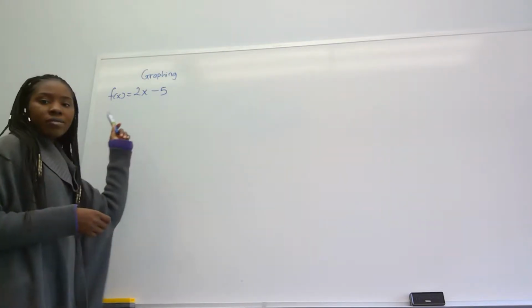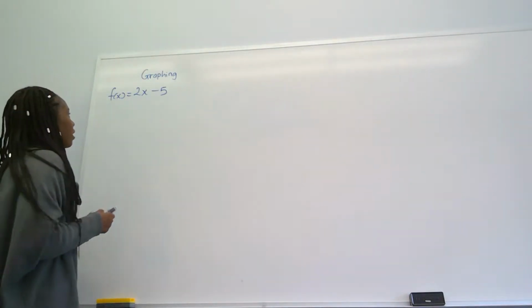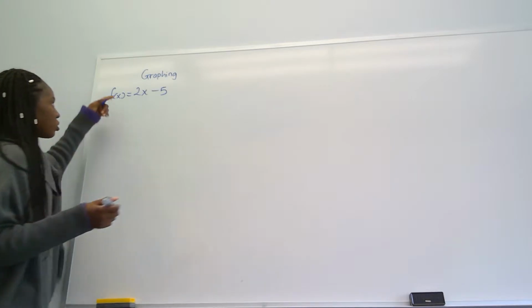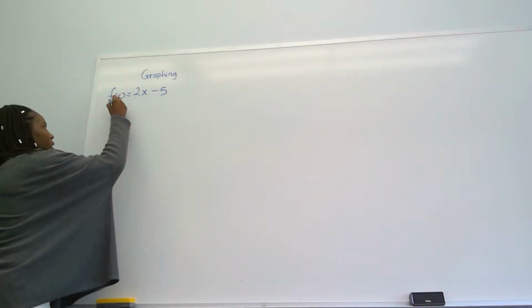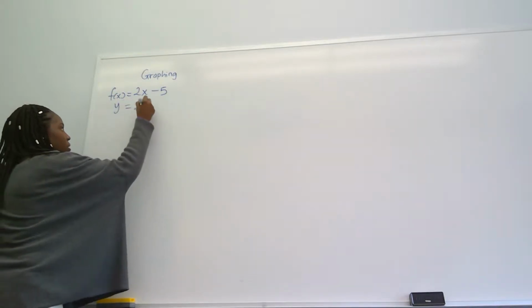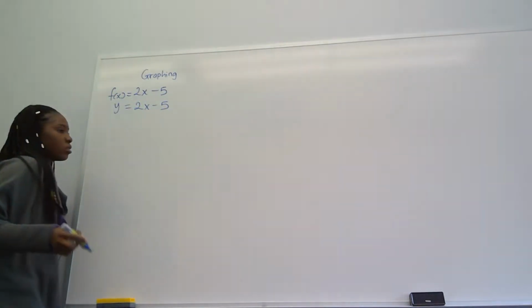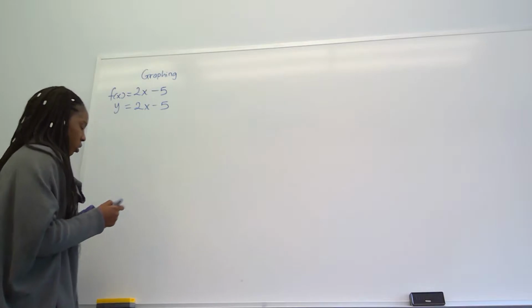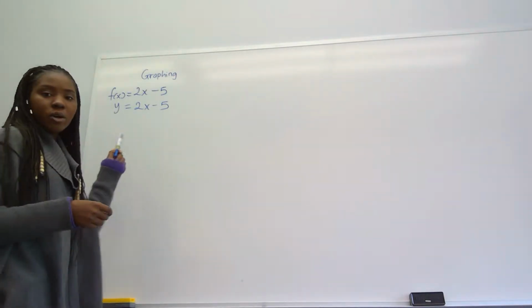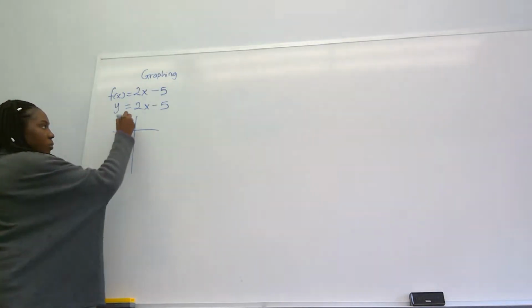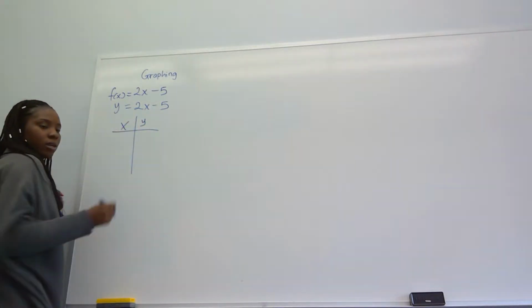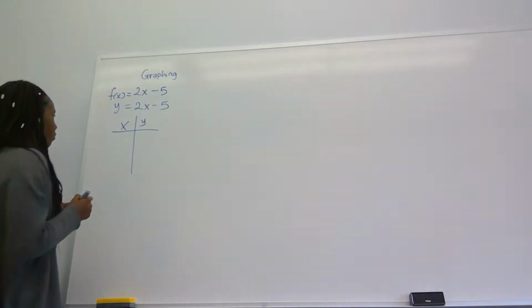So, here we have f of x equal to 2x minus 5, and they want us to graph this equation. Mind you, f of x can also mean y equals 2x minus 5. So the first thing we're going to do is plot points. We're going to have a table with our x and y variables.